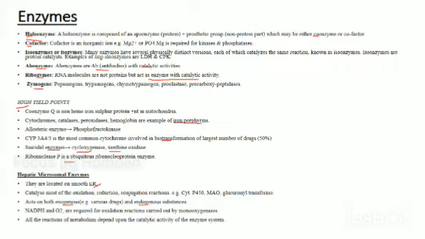Next are hepatic microsomal enzymes. They are located in the smooth endoplasmic reticulum. They help in oxidation, reduction, and conjugation reactions. They act on both exogenous and endogenous substances. NADPH and oxygen are required for the oxidative reaction carried out by monooxygenases. These depend upon the catalytic activity of the enzyme system.